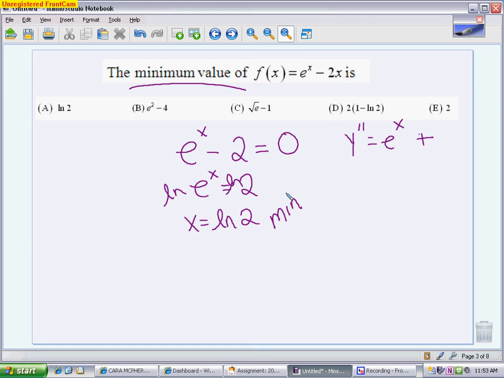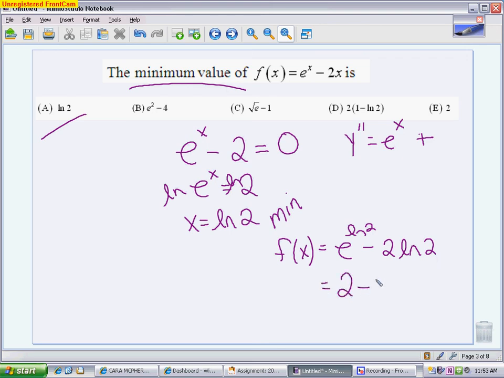Now you'll notice if all you do is get the natural log of 2 and choose A, you're going to fall into the trap that they're expecting you to fall into. With the minimum value, we need the y coordinate that goes with the x of the minimum. So my answer is going to come from taking my function and putting natural log of 2 in for x. So I'll have e to the natural log of 2 and then minus 2 natural log of 2. E to the natural log of 2 gives me just 2.